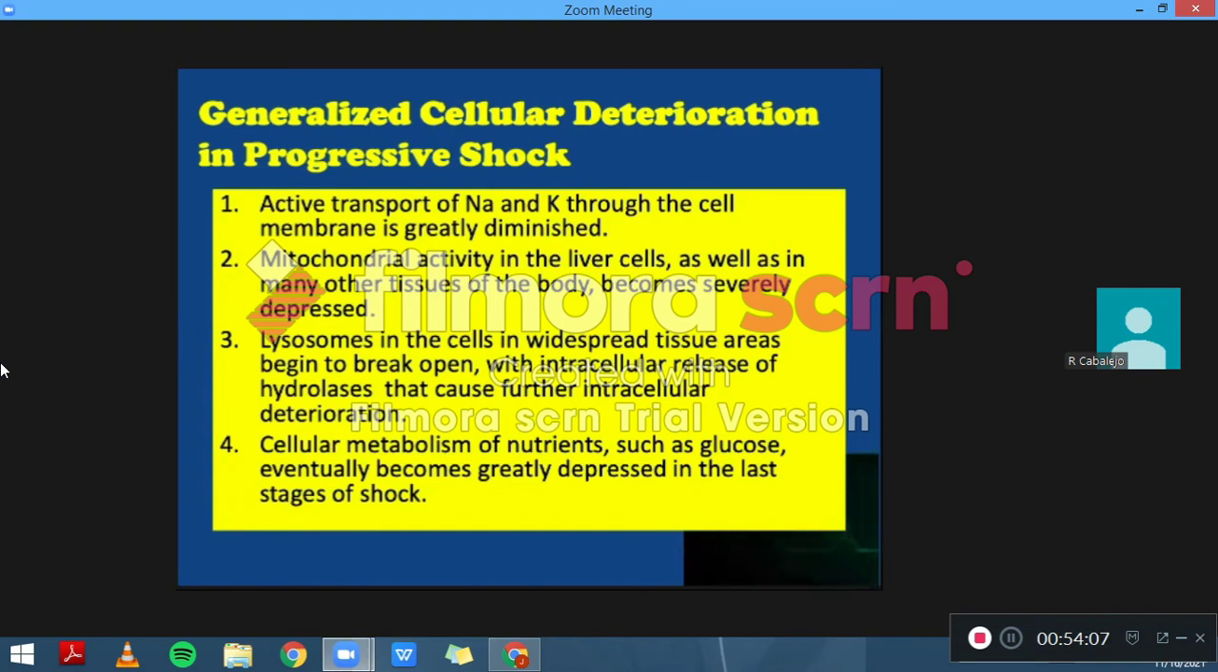The active transport of sodium and potassium through the cell membrane is greatly diminished. The myocardial activity and the activity in liver cells, as well as many other tissues of the body, become severely depressed. Lysosomes in cells in widespread tissues begin to break open. There is widespread lysosomal activation with intracellular release of hydrolases from the lysosomes that cause further intracellular deterioration. And then cellular metabolism of nutrients, such as glucose, eventually becomes greatly depressed in the last stages of shock.